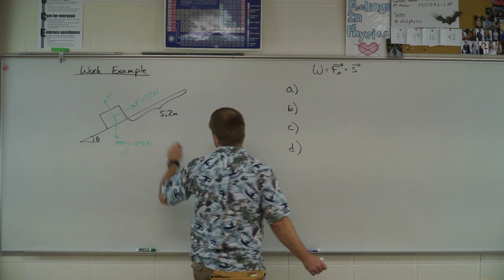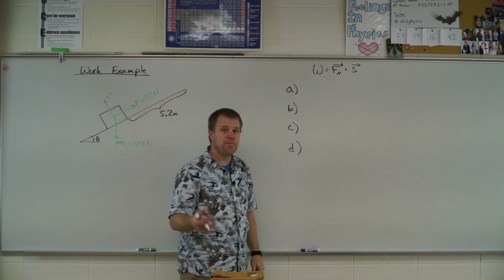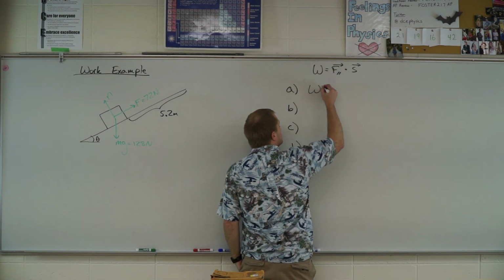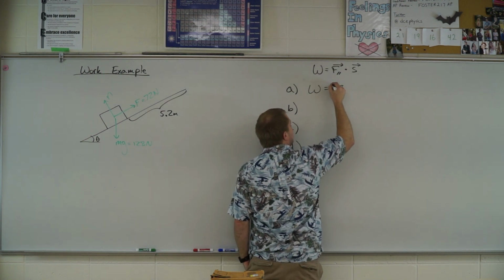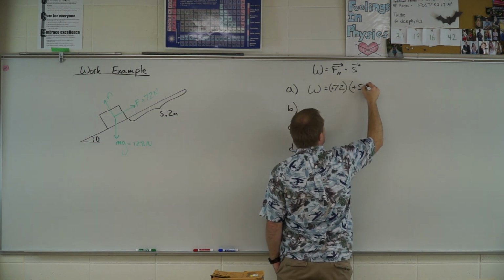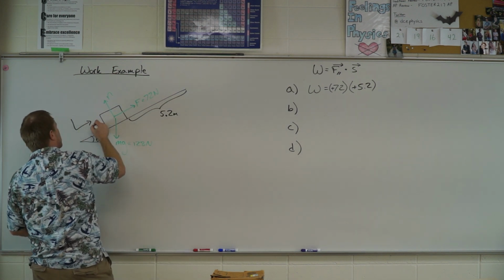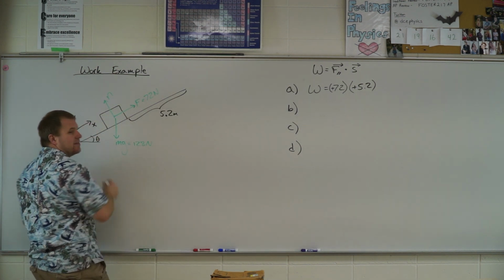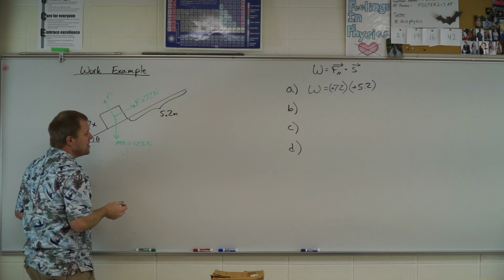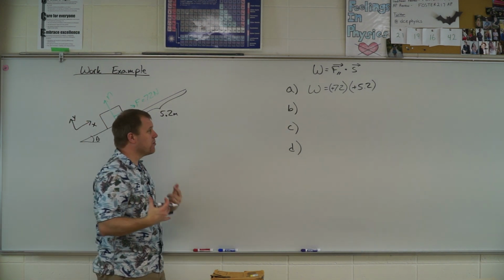So the first one is this 72 newtons. Now I notice these 72 newtons is right parallel to that 5.2 meters, so that's nice. So the work is going to be 72, and it's in the positive direction, times the positive 5.2 meters. So I went ahead and rotated my coordinate system so that the positive direction is up the incline in this case.